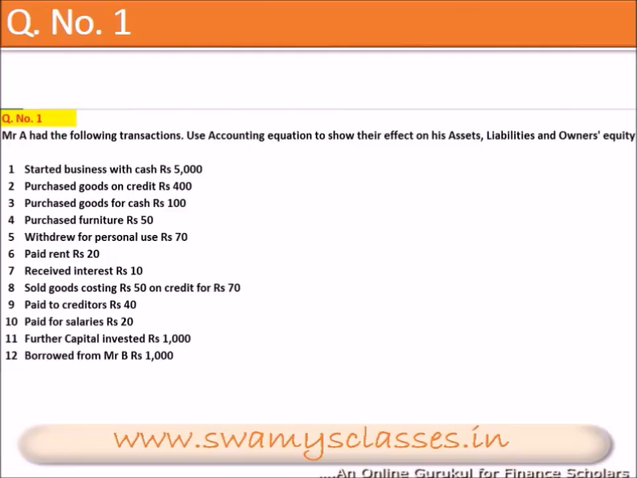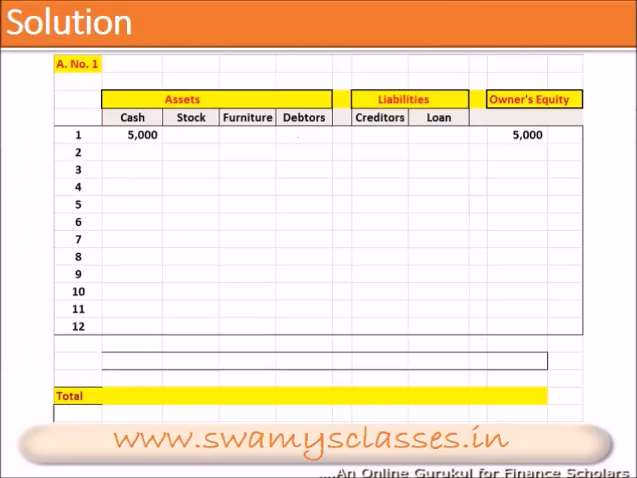So let me start with the first one. Started business with cash 5,000 rupees. When we say started business with cash 5,000 rupees, it is nothing but capital invested by the owner to the business. So when you look at point number 1 here, assets will go up in the name of cash 5,000. Parallelly, owner's equity will go up in the name of capital 5,000 rupees.